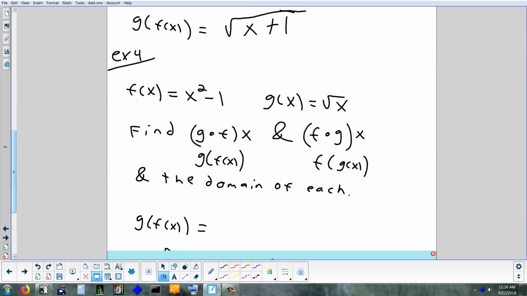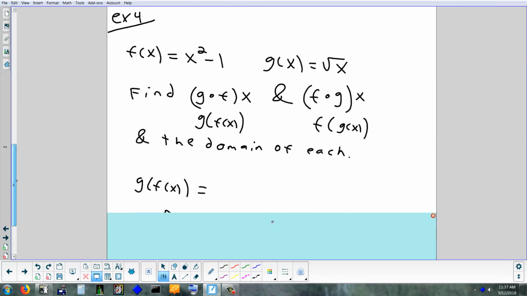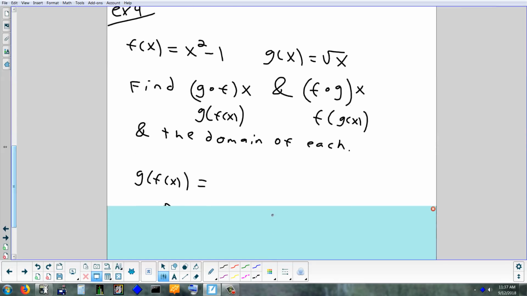Okay, so here's 2 more. We're going to compose them. Let's do it both ways. We'll do f of g and g of f. I'll compose it real quick because I want to make sure we get to finding the domain. That's the important part. First one, plug f of x into g of x. So it's the square root of x squared minus 1.